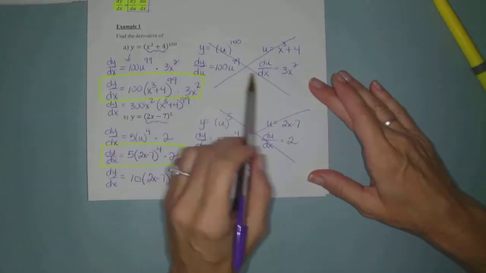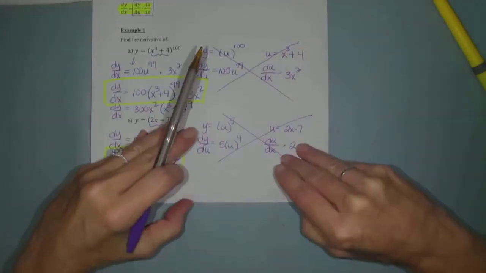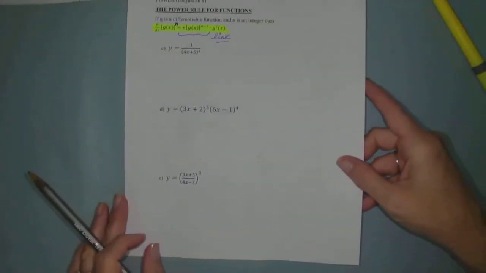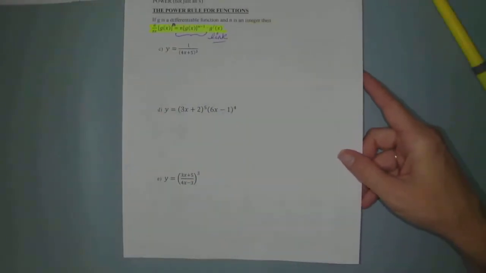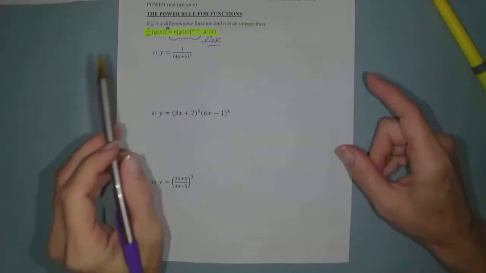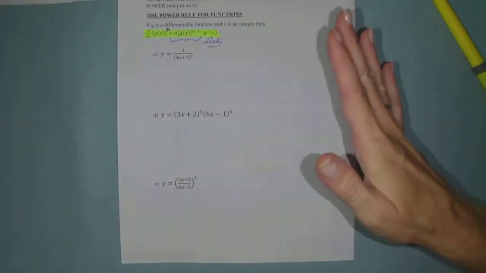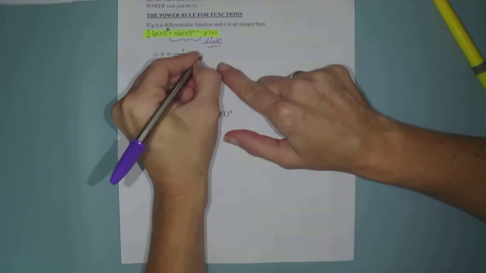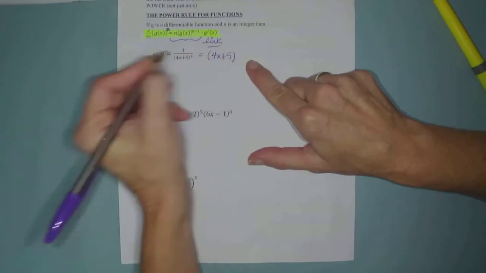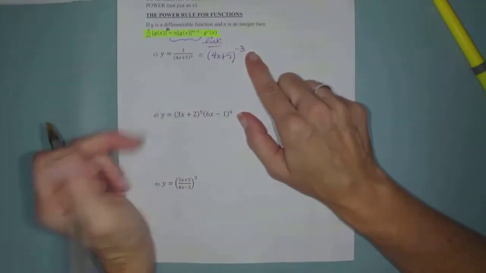Okay, but it was only by going through this that we realized this rule. So let's try to use this simpler rule on the next 3 problems. Letter C says y equals 1 all over (4x plus 5) to the third. Now we could use the quotient rule on this, but I'm going to be a little bit more clever than that, and I'm going to rewrite this as the quantity 4x plus 5 all raised to the negative third power. So I'm going to bring this up to the top and raise it to the negative third.